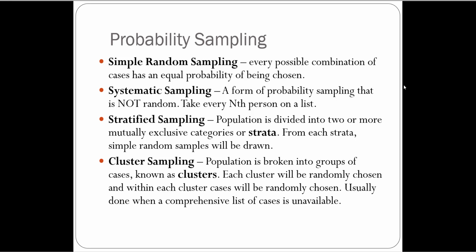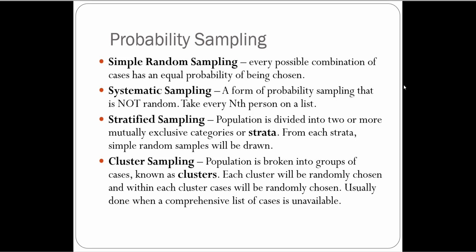And so the first type of probability sampling we have is simple random sampling, which is where every possible combination of cases has an equal probability of being chosen. This means that if we were to randomly sample students from a class, each of you would have an equal opportunity or equal chance of being chosen into our sample.